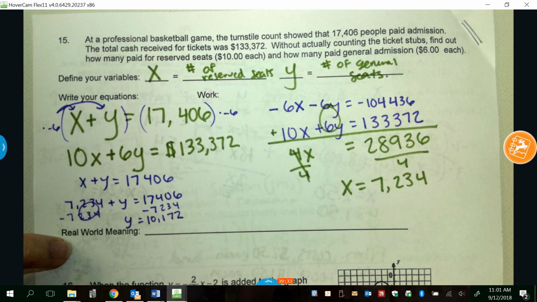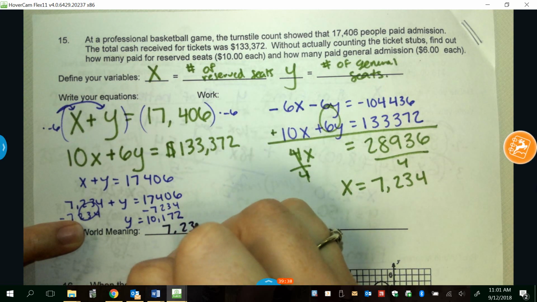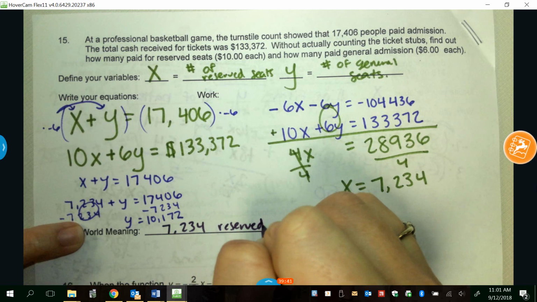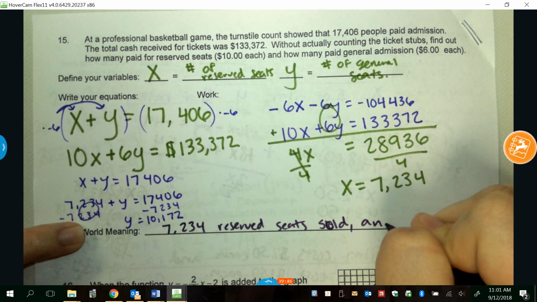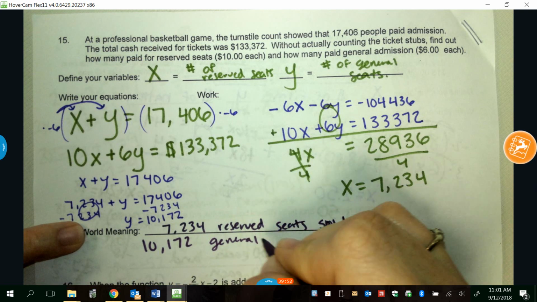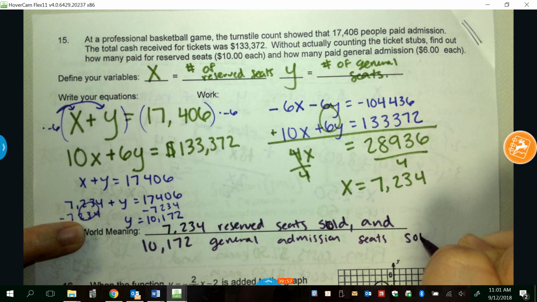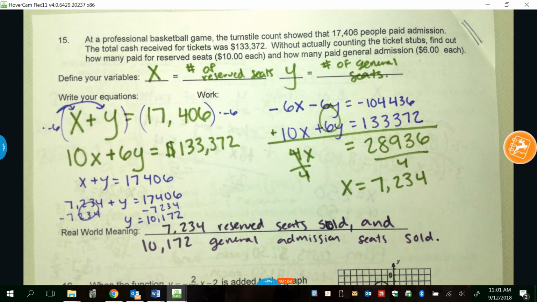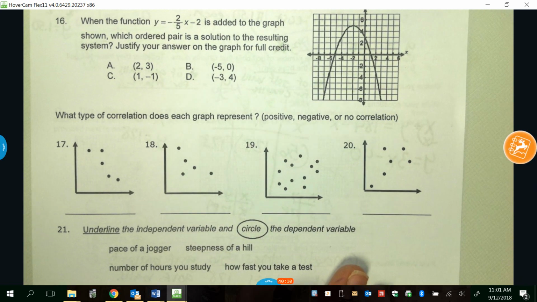So real world meaning, 7,234 reserved seats sold, if I can spell, and 10,172 general admission seats sold. Almost done, guys. Get it all in one shot.